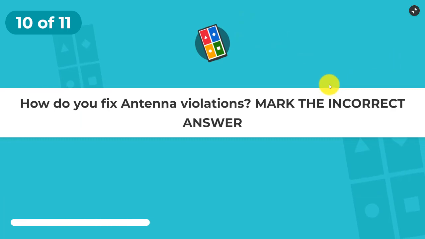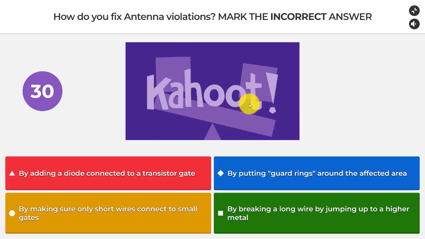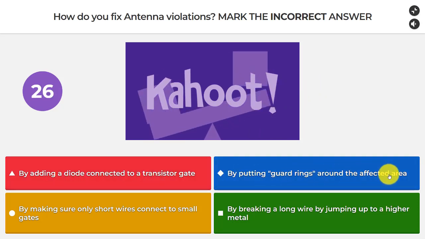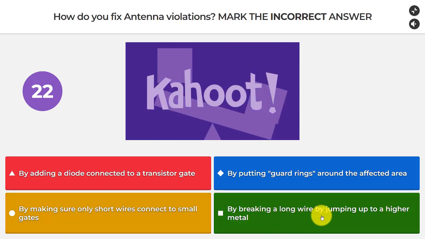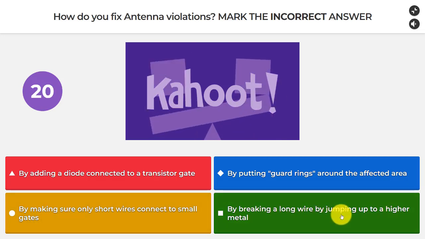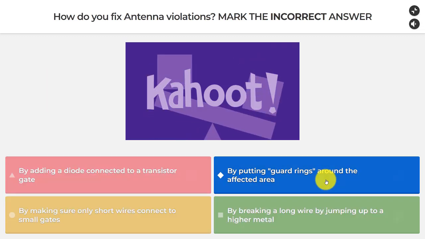Question number 10, how do you fix antenna violations? And again, mark the incorrect answer. By adding a diode connected to a transistor gate, by putting guard rings around the affected area, by making sure only short wires connect to small gates, or by breaking a long wire by jumping up to a higher metal. And the answer over here is going to be by putting guard rings around the affected area.